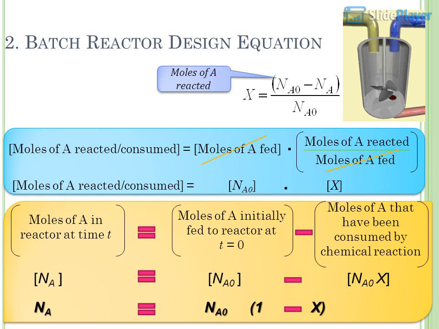Moles of A reacted, or consumed, equals moles of A fed times moles of A reacted per mole of A fed. So moles of A consumed equals N_A0 X. N_A0 X is the moles of A that have been consumed by chemical reaction, N_A0 is the moles of A initially fed to the reactor at t equals 0, and N_A is the moles of A in the reactor at time t. N_A equals N_A0 minus N_A0 X, which is N_A0 times (1 minus X).